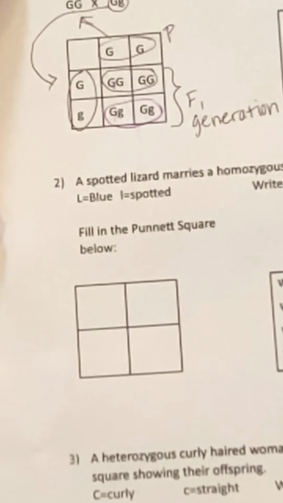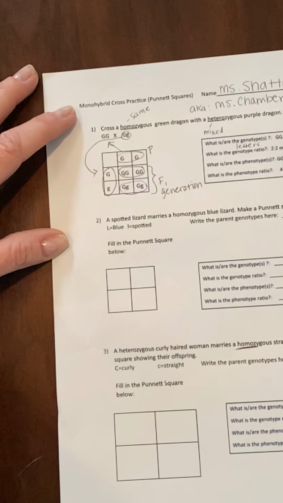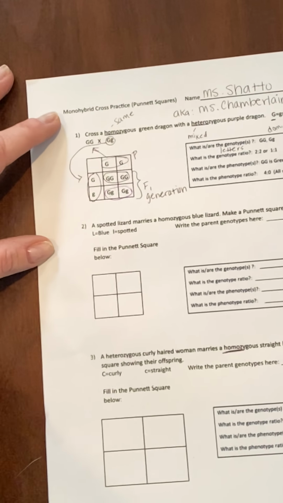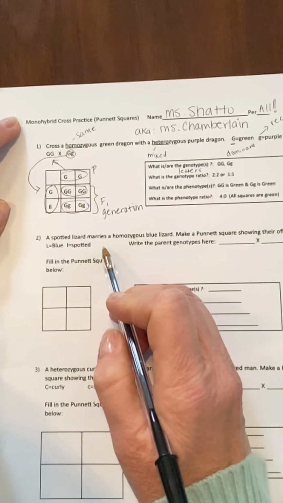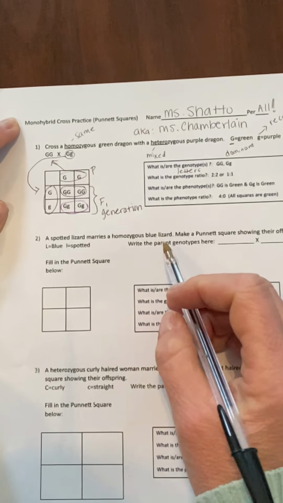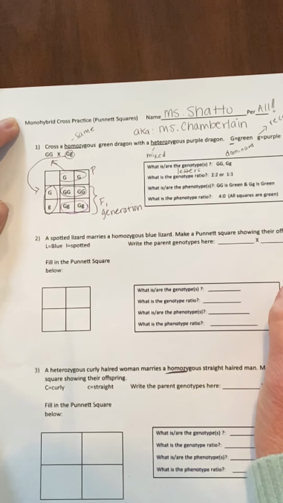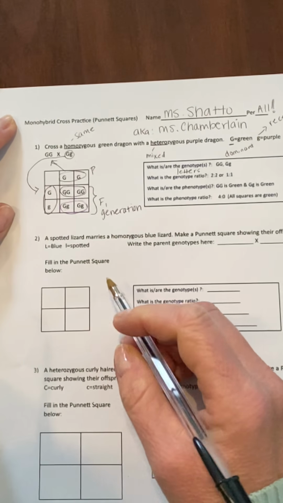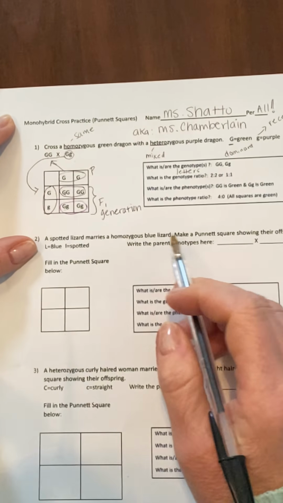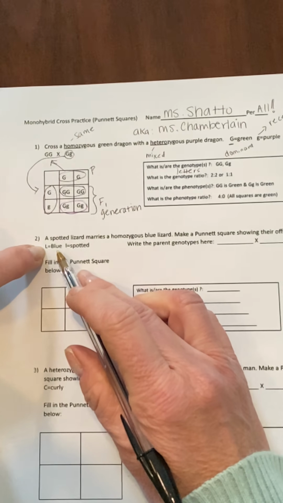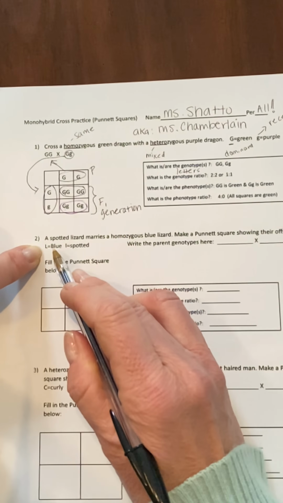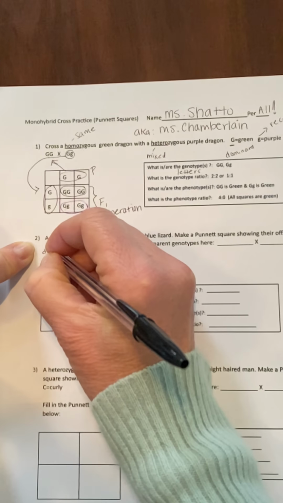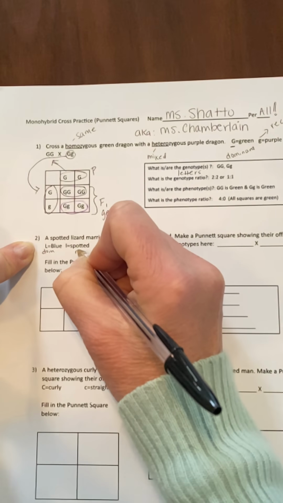Okay, so let me pull out a little bit here on this. It says, a spotted lizard marries a homozygous blue lizard. Make a Punnett square showing their offspring. So here's the Punnett square, right? We need to break this information down. It's given to you that blue is dominant because that's the capital letter. So blue is dominant. That means that spotted is recessive.